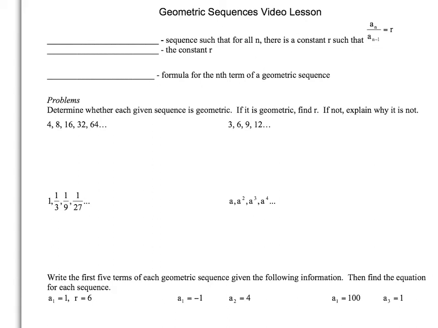Alright, well, we've learned about arithmetic sequences, where you have to add or subtract a certain number to get from one term to the next. Today we're going to talk about geometric sequences, where you have to multiply by a certain number to get from one term to the next.